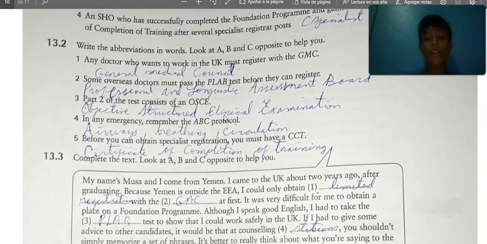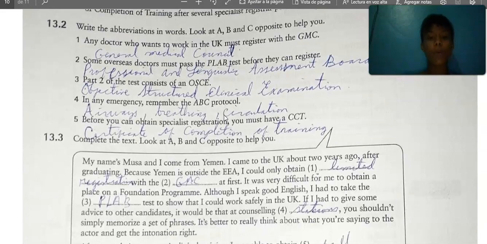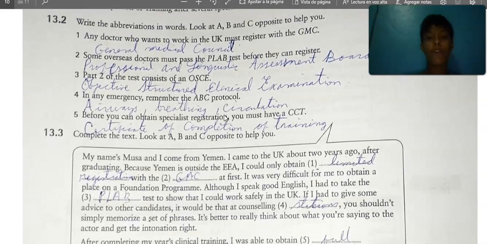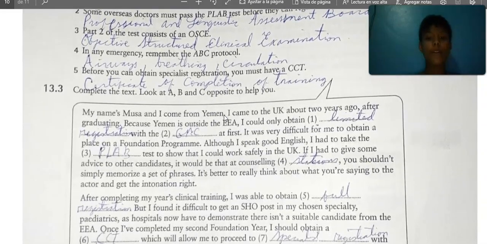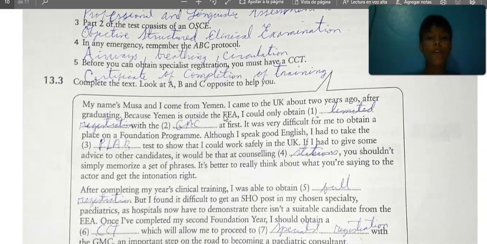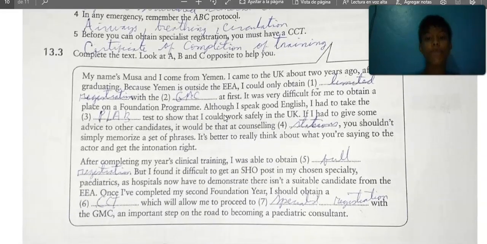Any doctor who wants to work in the UK must register with the GMC, General Medical Council. Some overseas doctors must pass the PLAB test before they can register. Professional and Linguistic Assessment Board. Part 2 of the test consists of an objective structured clinical examination. In any emergency, remember the airways, breathing, circulation protocol. Before you can obtain specialist registration, you must have a certificate of completion of training.